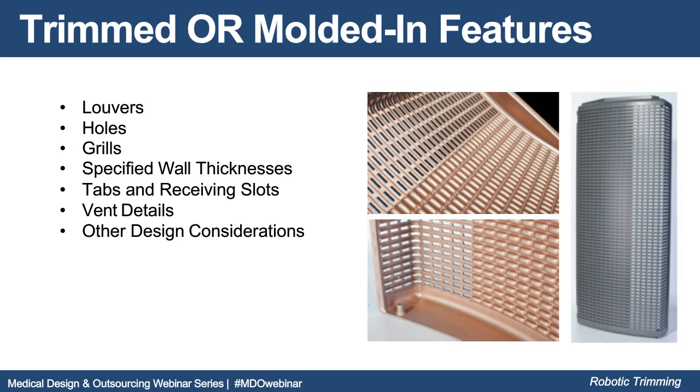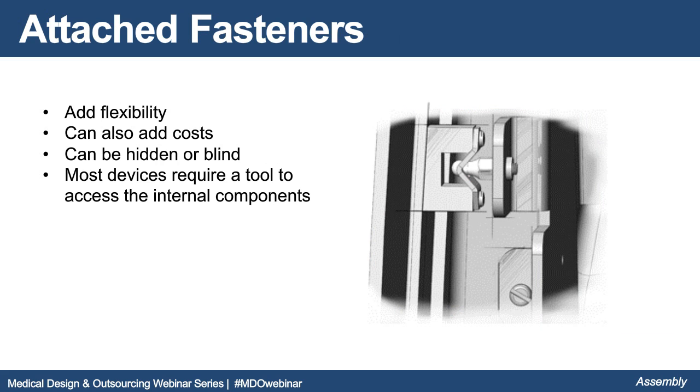Attached fasteners are another opportunity. They allow flexibility when it comes to putting multiple parts together, but they can also add costs. The nice thing is they can be as custom as you want them to be. The photo on the right shows a ball stud and a tenorment clip coming together.